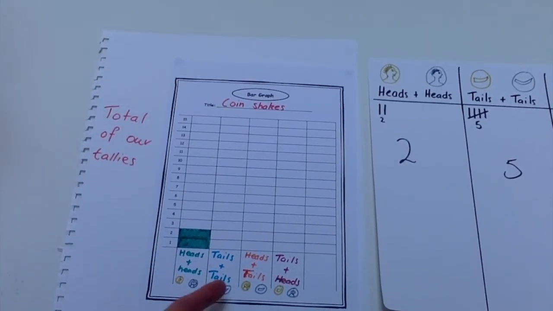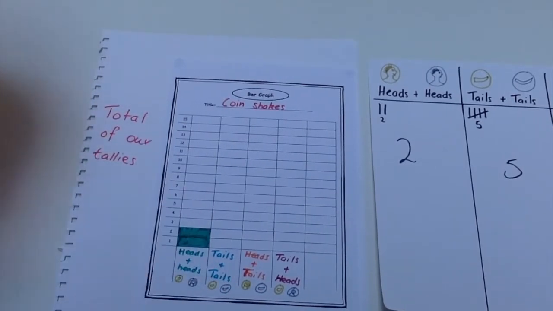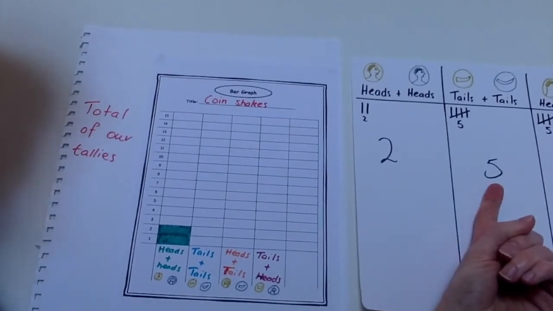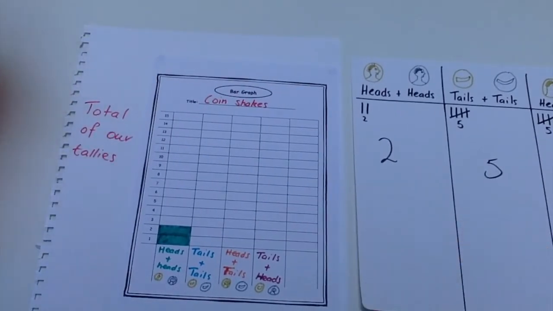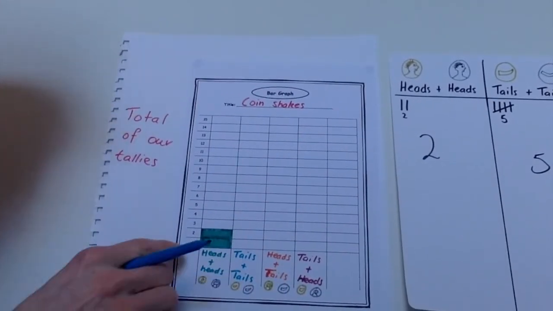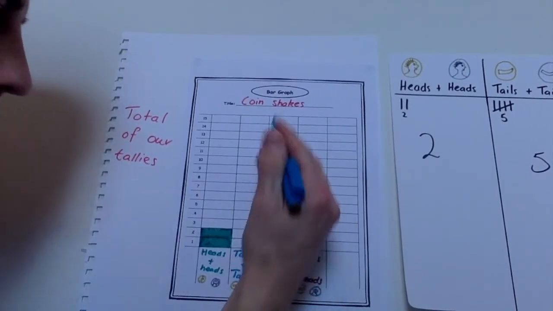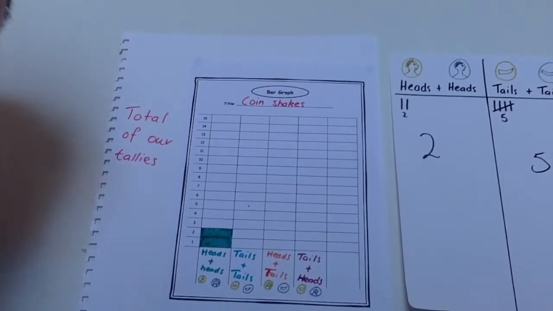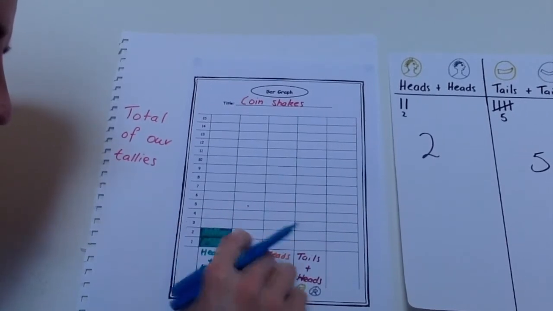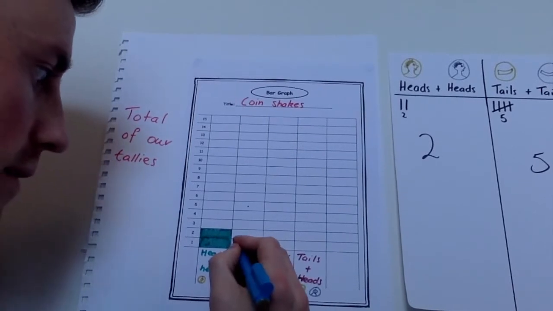Okay, now my next one, I'll grab my same colour as I've written it in, tails and tails. So in my tails and tails, I had a total, my tally, of 5. Okay, so I need to count up to 5. So 1, 2, 3, 4, 5. Okay, now you can put a little mark there like that. Okay, and that's to remind you that you need to colour up all the way to 5 and stop there. Okay, so I was going to colour in.